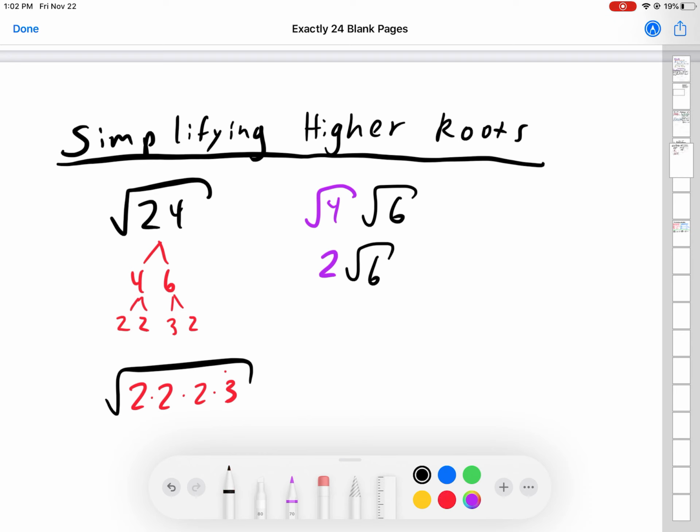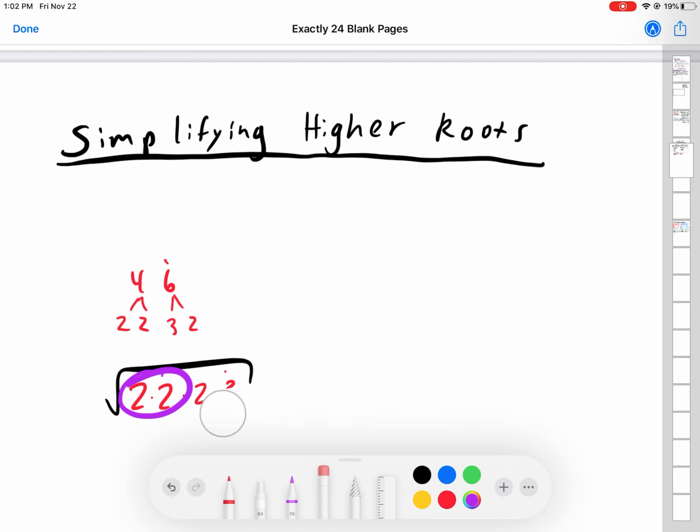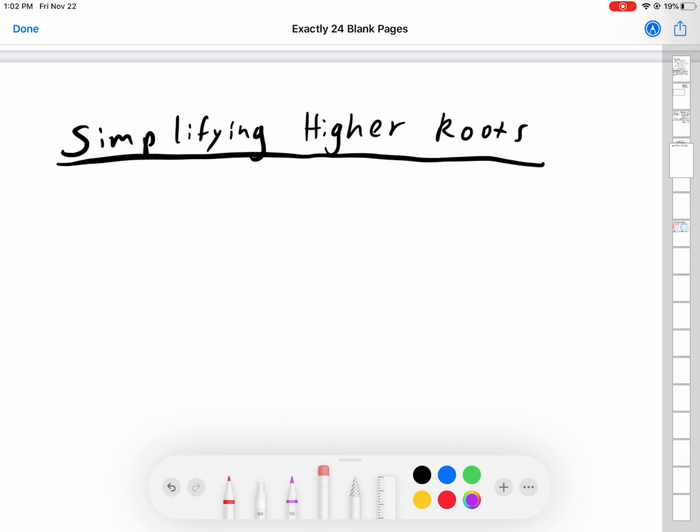Now, it's a square root, so you're actually looking for groups of 2. So there's a group of 2 right there. I'm going to put the 2 on the outside because that's a group that I pulled out. On the inside, you have 2 times 3, which is 6. So it's the same way of doing it, but it's more of a visual way because you're circling actual groups, okay? It works the exact same way with cube roots and fourth roots and all that stuff. You're just circling groups of 3 if it's a cube root, groups of 4 for a fourth root, and so on and so forth, okay?